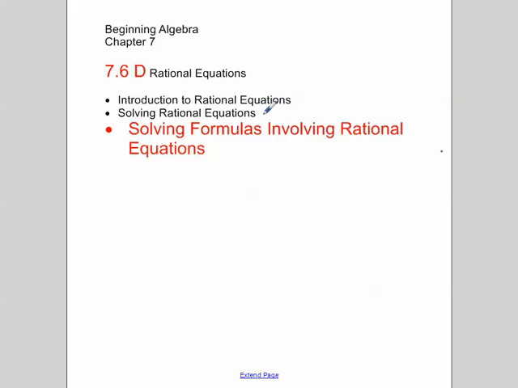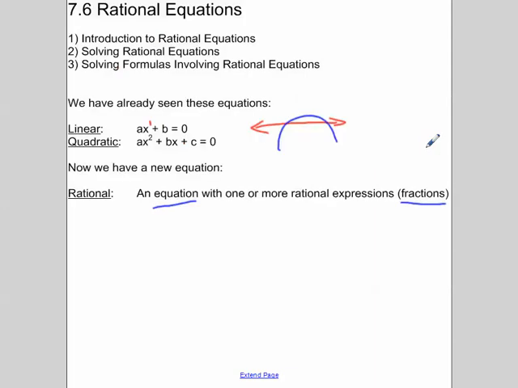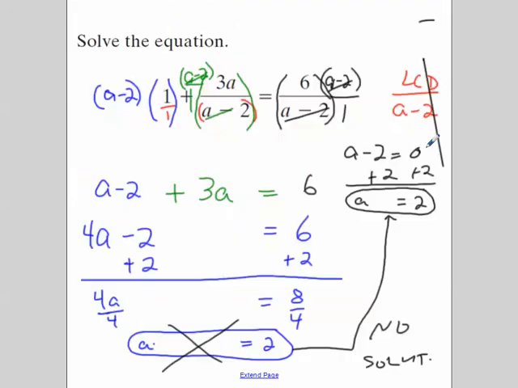Essentially, what we do for solving rational equations is, if we've got a rational equation, rational means fractional, and equation means equal sign, we find our lowest common denominator, multiply all the terms in our equation by that lowest common denominator, and then solve the remaining equation. So in this video, we're going to talk about solving formulas involving rational equations. So we're going to fast forward through all the stuff that we've gone through.